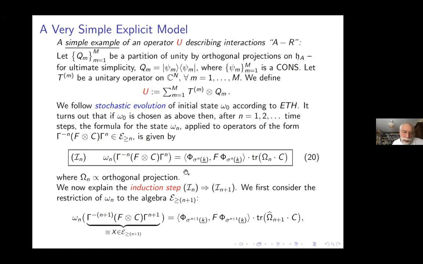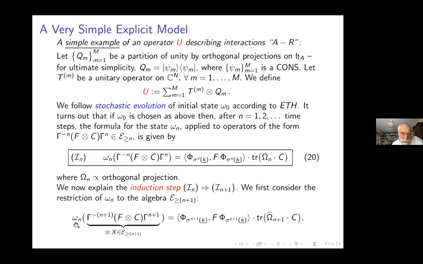I now want to explain the induction step, how to prove I_{n+1}, assuming I_n is true. Obviously, I_0 is true because that's by the definition of our initial condition ω_0. So we first consider a state ω_n satisfying equation 20, the induction hypothesis, restricted to the algebra E_{≥n+1}, which after all sits inside the algebra E_{≥n}. So I can do it.